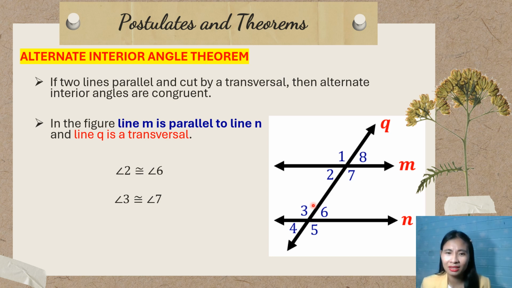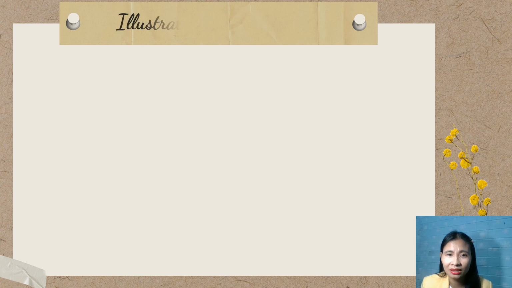From the illustration, angle 2 and angle 6 are alternate interior angles. Angle 3 and angle 7 are alternate interior angles, which makes them congruent. So let's have an example related to the alternate interior angle theorem.